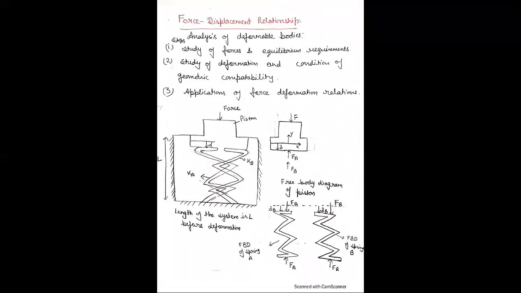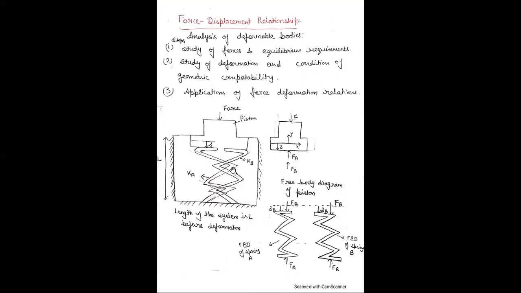Next is the force displacement relationship. The force displacement relationship means that when we apply a force, what is the displacement or deformation in the structure. These are the steps to solve any force displacement problem in the analysis of deformable bodies. First is the study of the forces applied on the body and the equilibrium requirement. Second is the study of deformation and the condition of geometric compatibility. And third is the application of the force deformation relation.